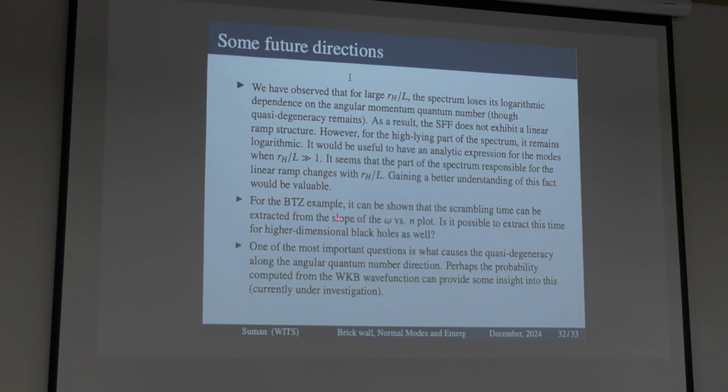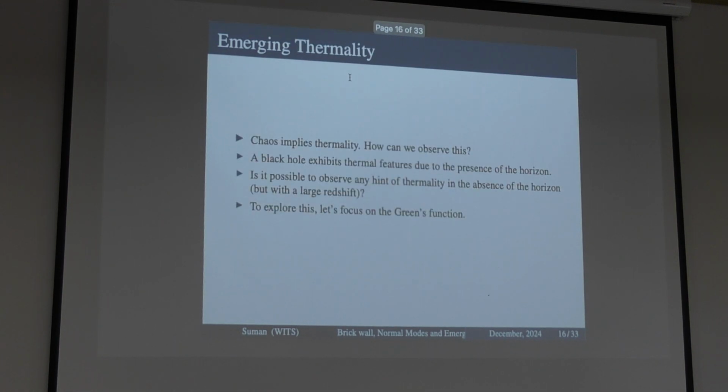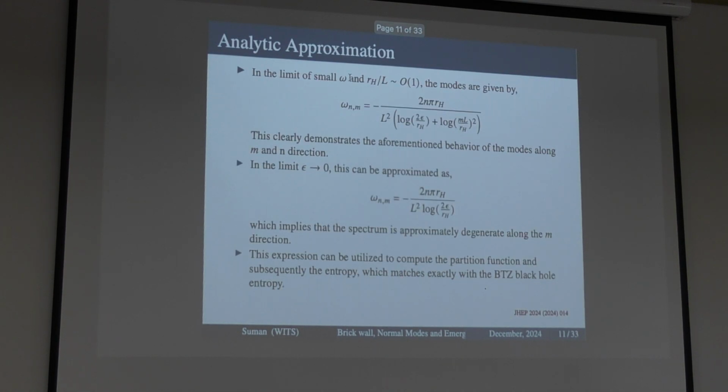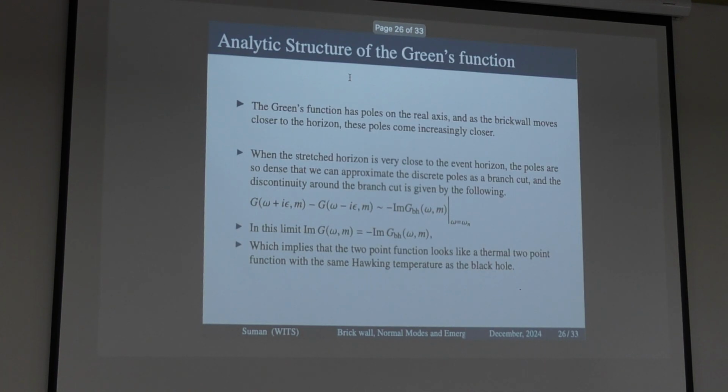And for the BTZ black hole, it can be shown that the scrambling time, which is the time an observer takes to reach from the boundary to the position of the horizon, you can extract from the omega versus n plot, because see, this expression is exactly the time log 2 epsilon over r_+. So you can extract this time from the omega versus n plot. Is it possible to extract this time for higher dimensional black holes also? This is another fact, and we are trying to see if this is true or not.